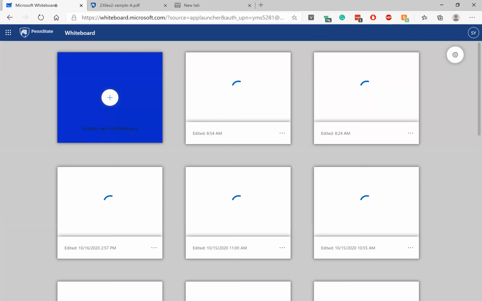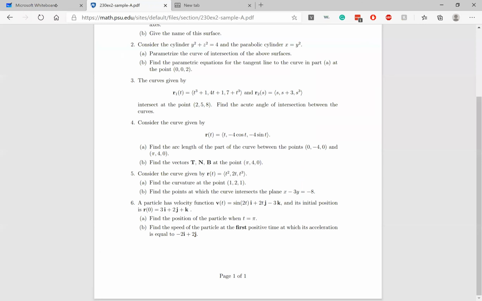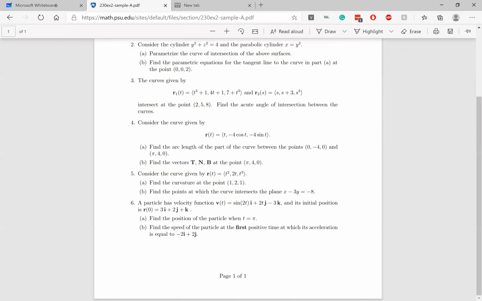So let's continue with the next problem. A particle has a velocity function this and initial position that. Find the position of the particle when t is equal to pi. Find the speed of the particle at the first positive time at which its acceleration is equal to that.